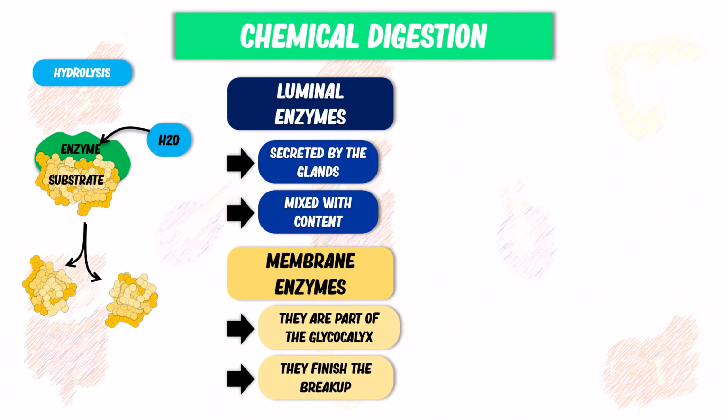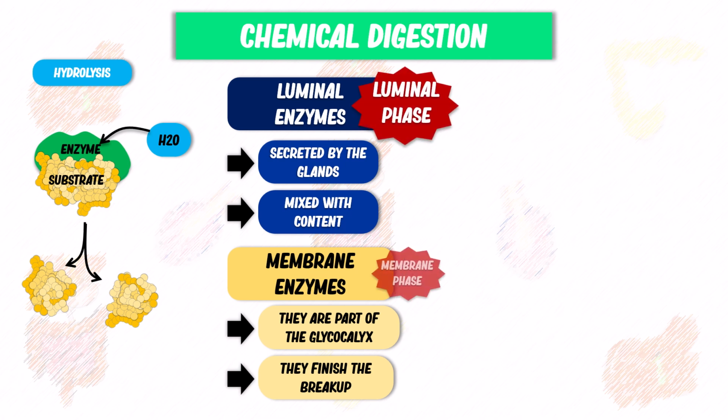Digestion thus has 2 phases: the luminal phase, performed by luminal enzymes, and the membrane phase, performed by enzymes attached to enterocytes. This membrane phase digestion occurs within the microenvironment formed by the stable water layer, mucus, and glycocalyx.